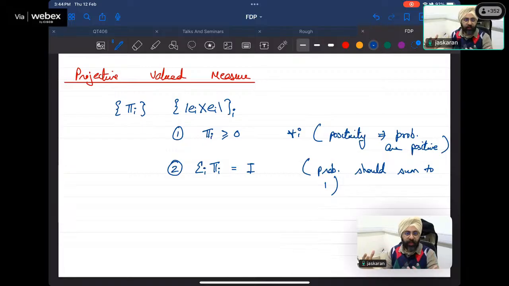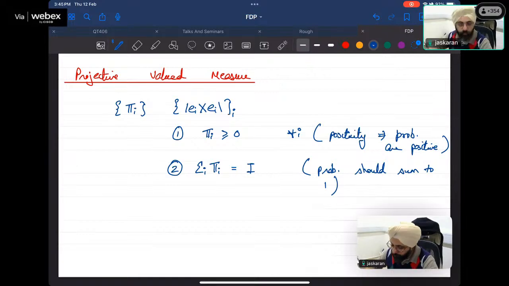This is a fact of mathematics: if I have a set of mutually exclusive and exhaustive outcomes, then the sum of all the probabilities for these outcomes should sum to 1. For example, if I am tossing a coin, then the probability of getting heads plus the probability of getting tails sums to 1, right? This is exactly what we mean by this relation. When we sum over all the projectors, they should sum to the identity matrix. Sometimes this relation is also called the completeness relation.